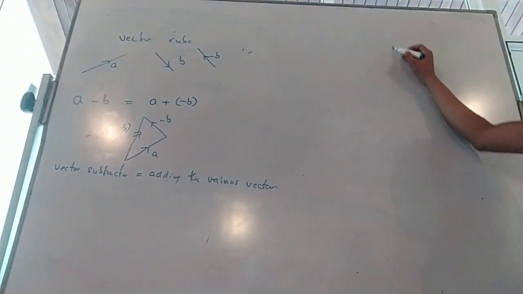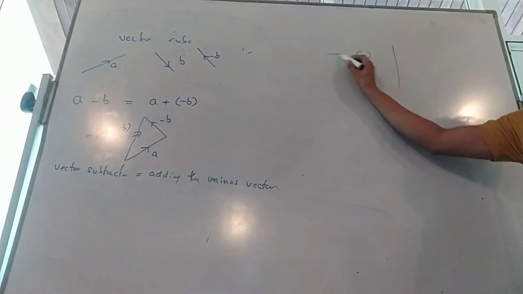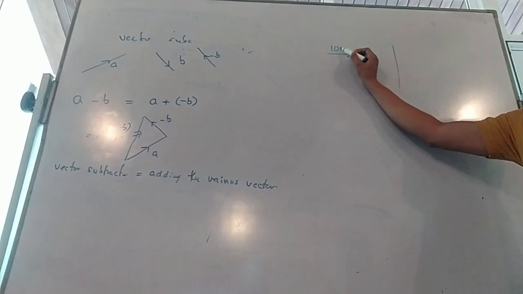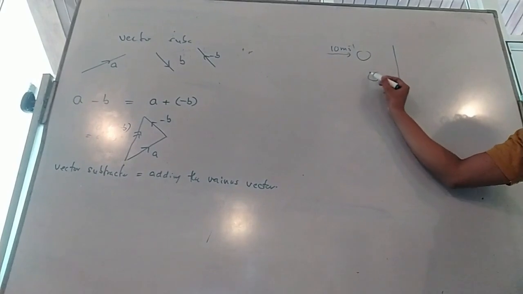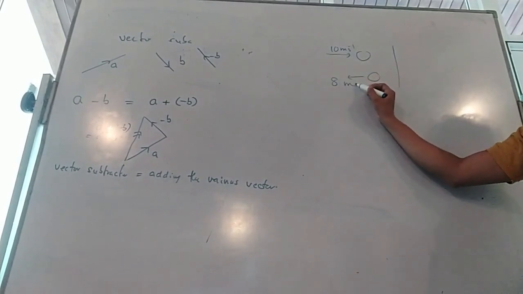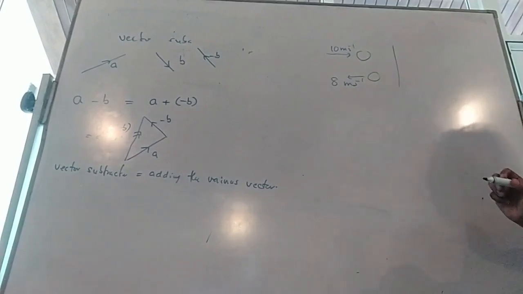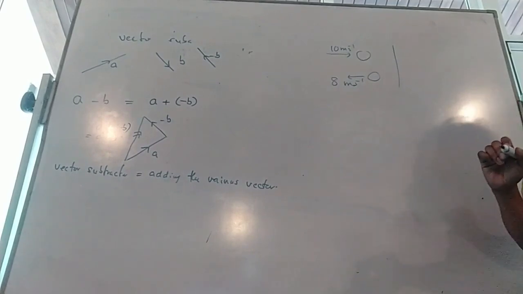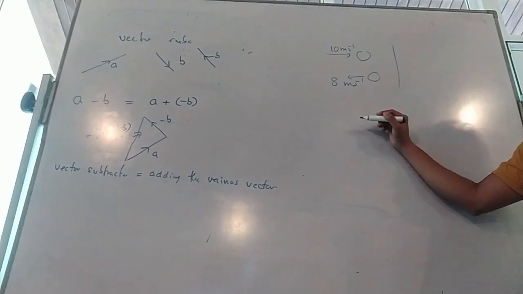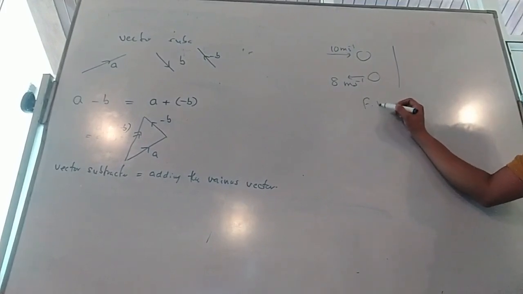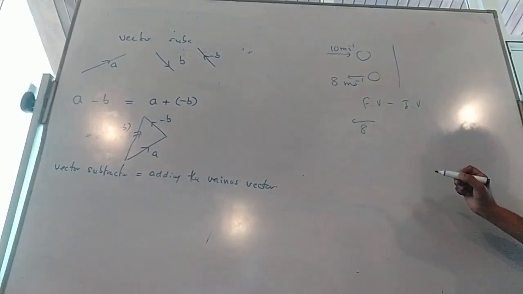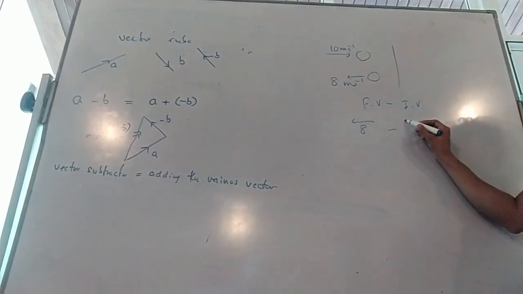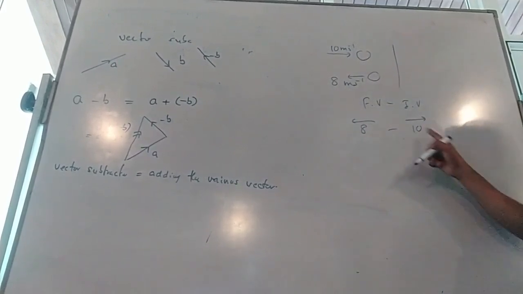Let's say that an object is coming like this with a velocity of 10. So it collides with the wall and bounces back with 8 towards the other way. Acceleration is the change in velocity divided by the time. So to find the change in velocity, it is final velocity minus initial velocity. The final velocity is towards this way, 8, minus the initial velocity, which is towards this way.